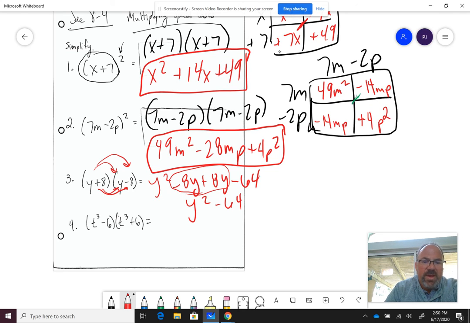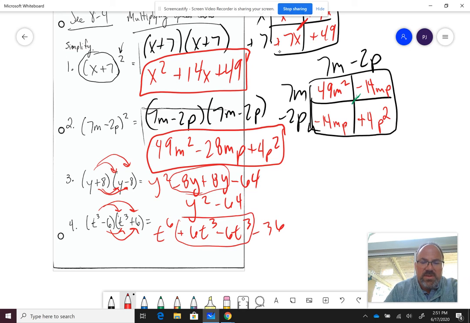Okay, same thing would happen here. Multiply that. Remember, when you're multiplying, you're adding the powers together. So this would actually be t to the 6th plus 6t cubed minus 6t cubed minus 36. These two terms cancel each other out. t to the 6th minus 36. All right, there you go.